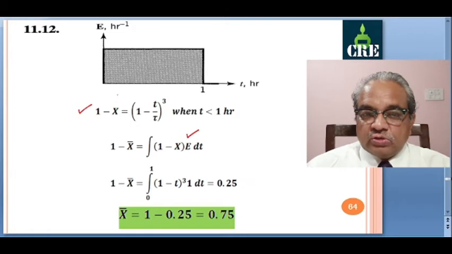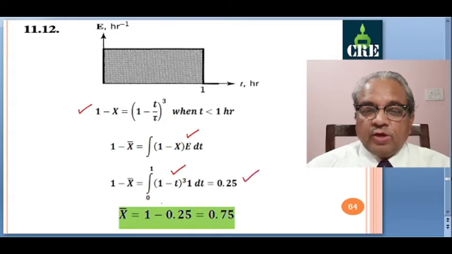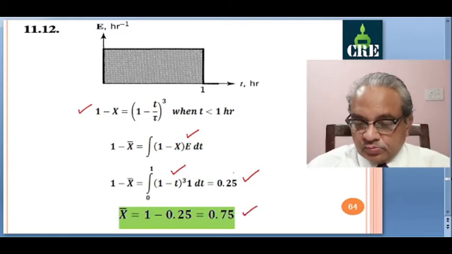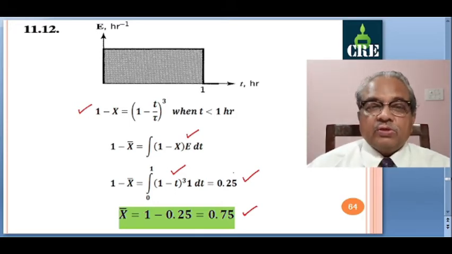1 minus x. Now this 1 minus x is given as 1 minus t by tau in terms of this dimensionless variable. Okay. Tau is 1. So this is simply 1 minus t whole cube. E, 1 into 1, the area should be 1. So this is also 1. So you solve this, you get it as 0.25. So x bar is 1 minus 0.25, and that is equal to 0.75. So you get mean conversion as 75%.